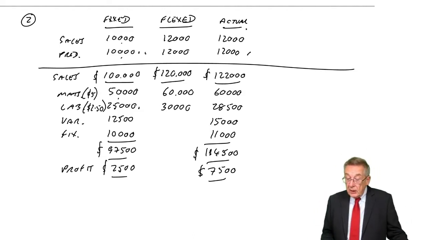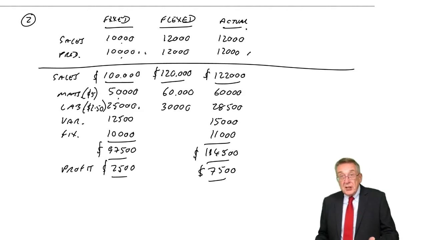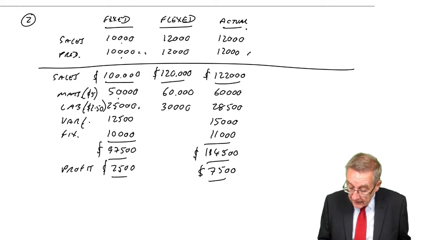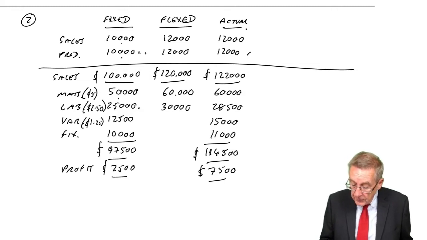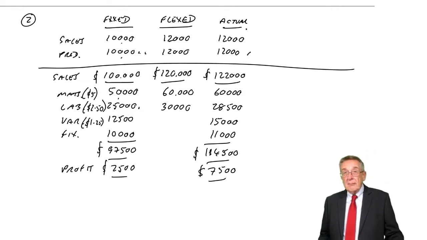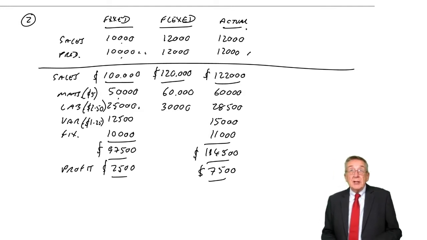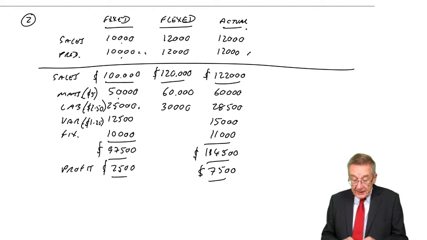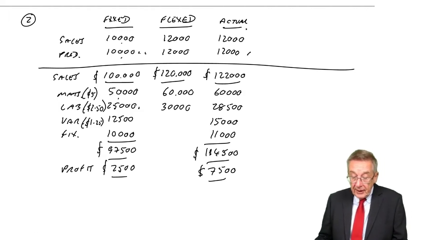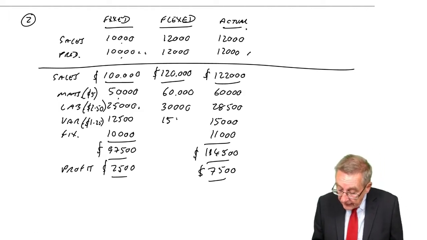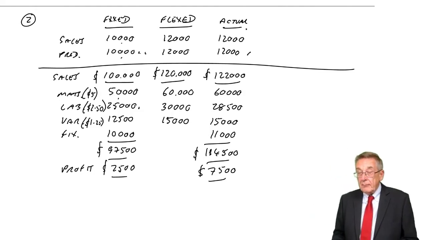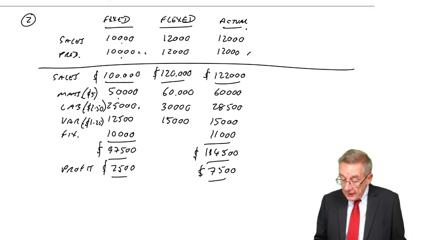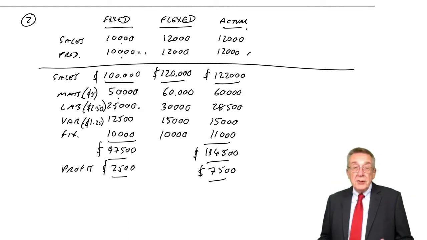What about variable overheads? We'd budgeted 12,500, thinking we'd produce 10,000 units. It's $1.25 a unit. And so given we actually produced 12,000 units, how much did I expect to spend? At $1.25, we should have spent 15,000. Fixed overheads, of course, should stay fixed. We should have spent 10,000.